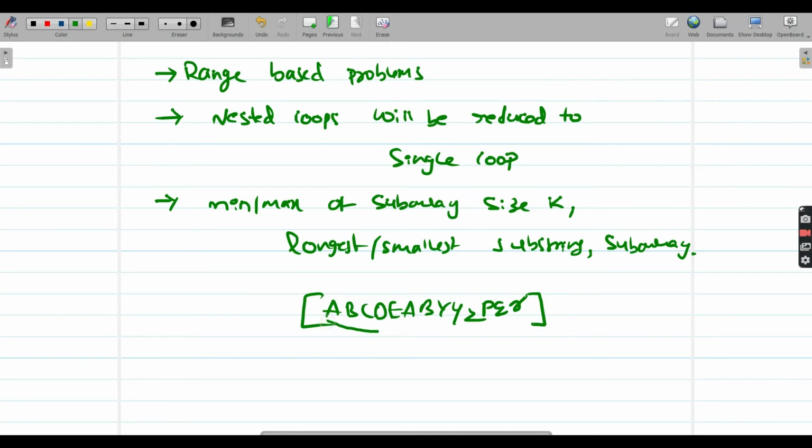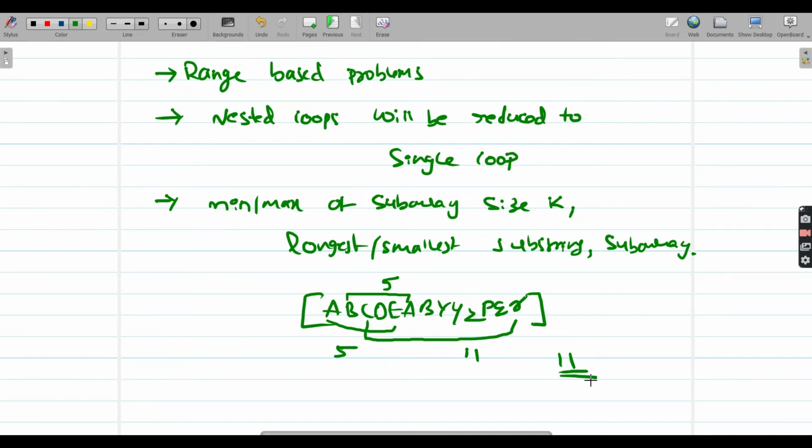So A, B, C, D, E. This is one subarray of size 5. Then I have B, C, D, E, A. This is another substring of size 5 again. Then I have C, D, E, A, B, X, Y, Z. This is complete one. So 1, 2, 3, 4, 5, 6, 7, 8, 9, 10, 11. Okay, we have written 11.